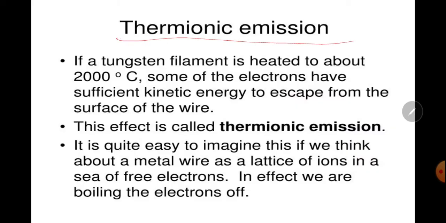In thermionic emission, electrons are emitted from the filament of a bulb at 2000 degrees Celsius. If you heat the metal surface, the tungsten filament, to 2000 degrees Celsius, electrons are emitted. The emission of electrons from that metal surface is called thermionic emission.